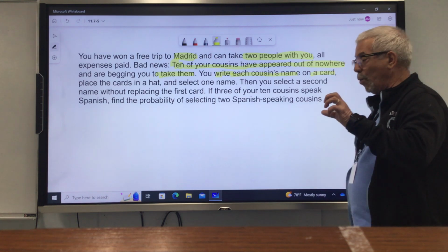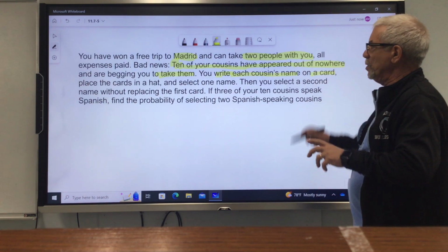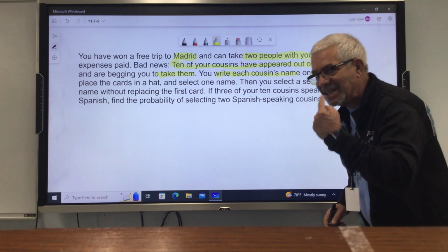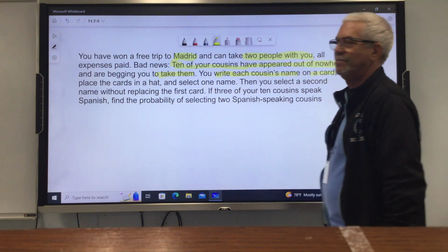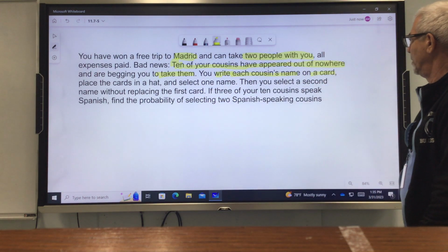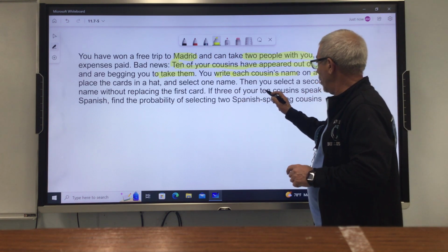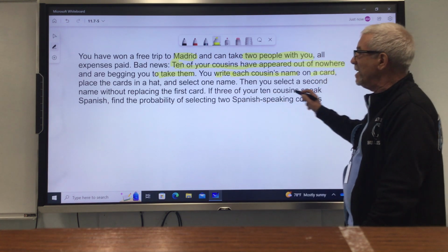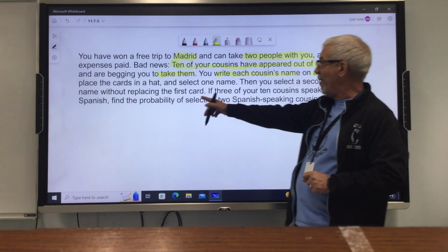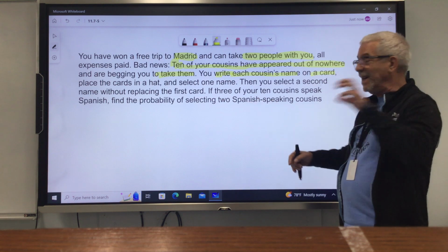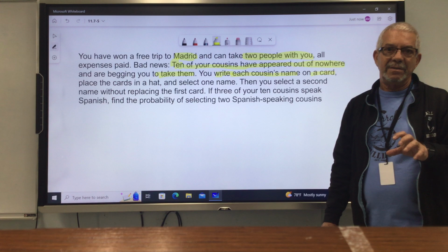Then when I select one already, you need to select a second card without replacing the first card. Okay? If 3 of your cousins speak Spanish, then only 3 of them speak Spanish. Then find the probability that when I select the people, both will be people that speak Spanish.